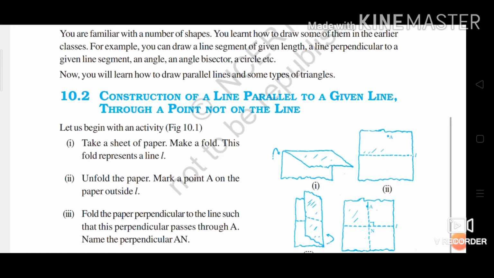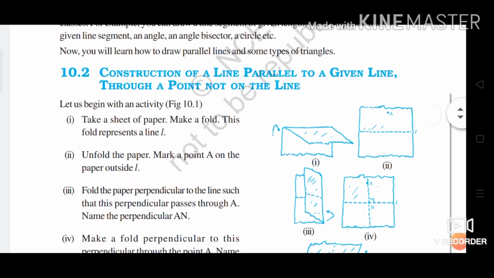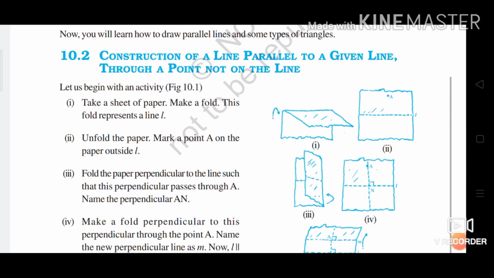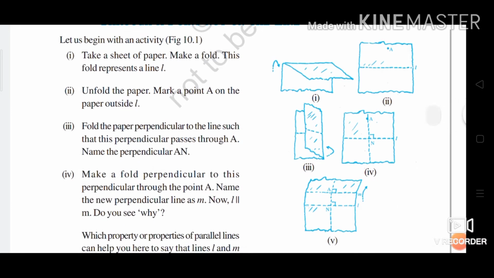Unfold the paper, mark a point on the paper outside L. So this is your L line segment, and above that you have one more boundary. On that you can mark a point A. Fold the paper perpendicular to the line such that this perpendicular passes through A. Name the perpendicular AN. Then make a fold perpendicular to this perpendicular through the point A. Name the new perpendicular line as M. Now L is parallel to M.